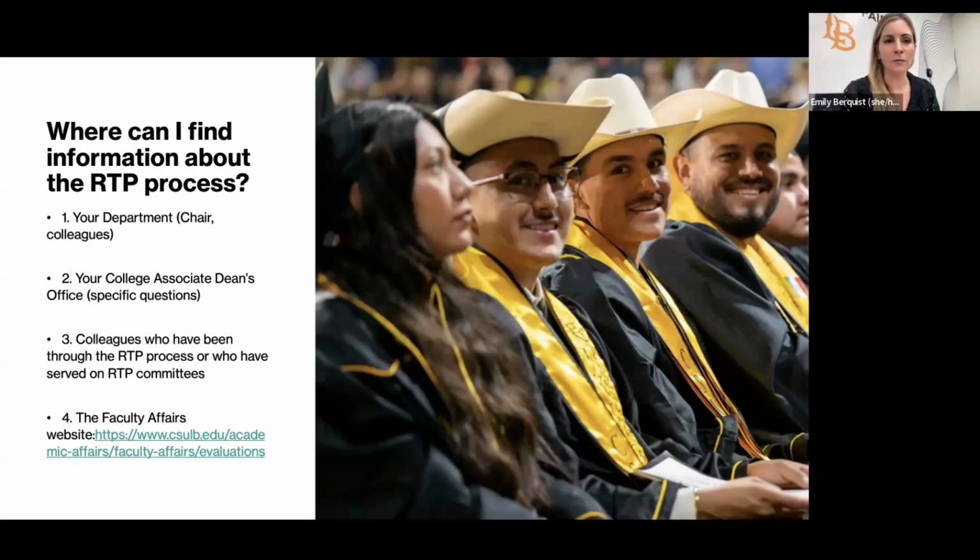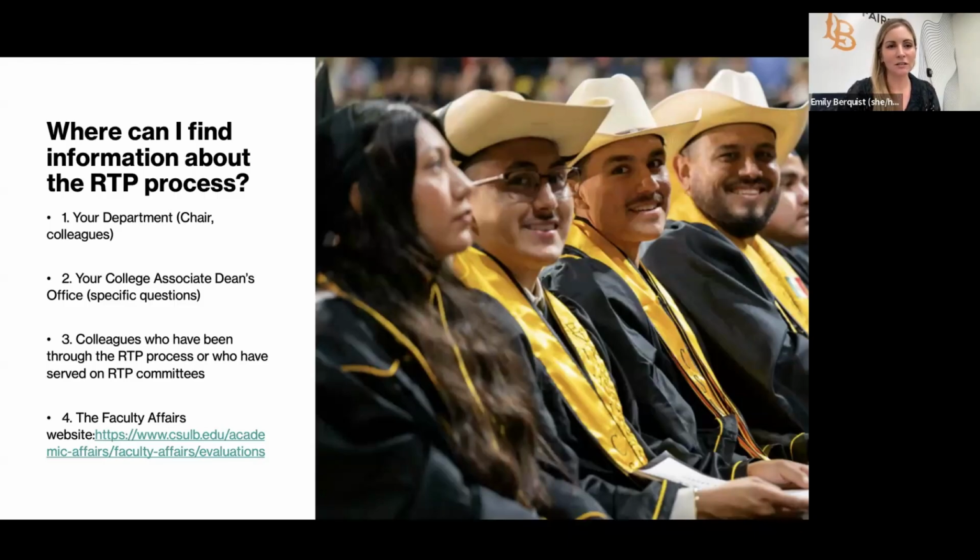So where can you find information about the RTP process? Number one, your most important stop is your department. And here, obviously, your department chair and also colleagues. Second stop, your college associate dean's office or your dean's office. And Simone has prepared a handout for you that I'll share out after this that tells you your RTP coordinators in your college. You can reach out to them as well.